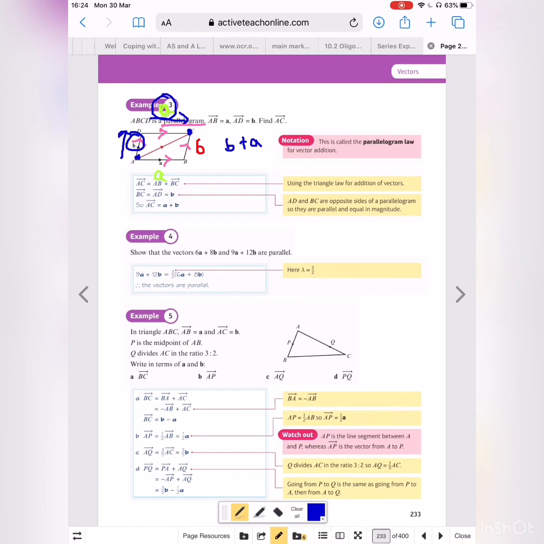Showing that two are parallel is quite common, and it does come up a bit later on in quite a bit of detail. All you need to do is be able to show that they are a multiple of each other. So if we've got 6A plus 8B, if we were to factorise that, we could take a factor of 2 out.